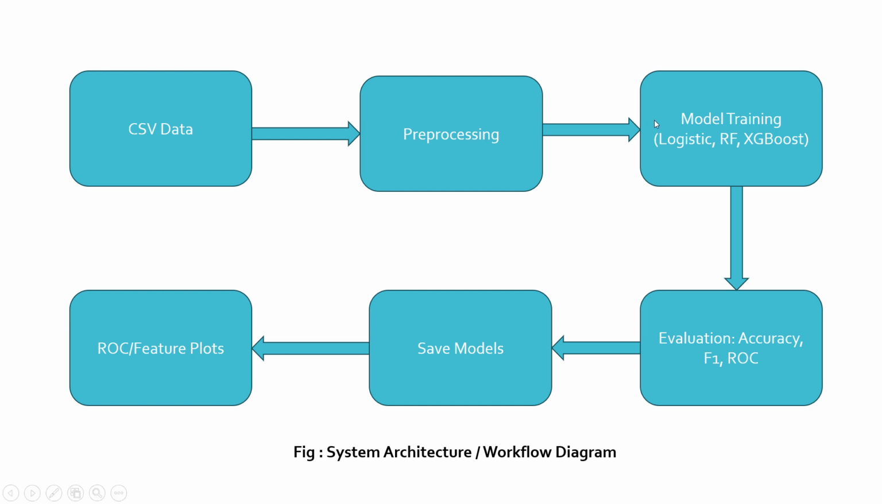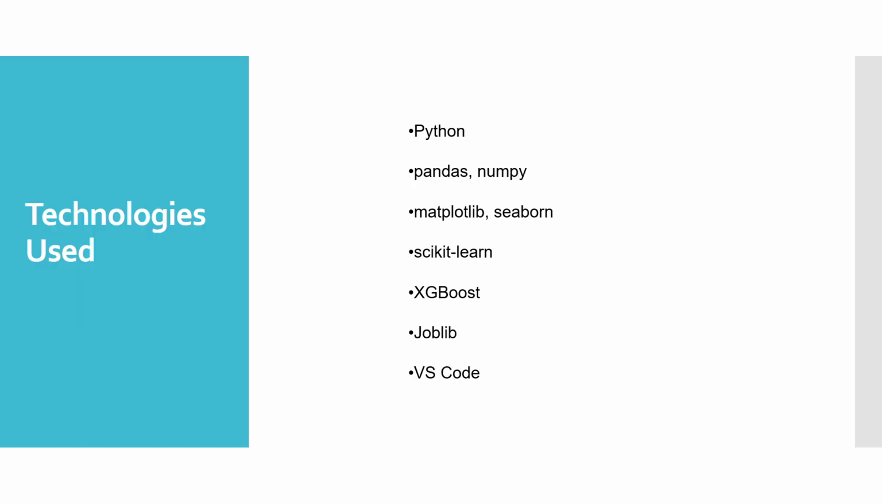And we are going for model training. The models we are taking in machine learning are Logistic Regression, RF, and XGBoost. Model training means we are training the models to predict based on our past data, in such a way that it gives a result with more accuracy. And after that, we are evaluating the accuracy, F1 and ROC, and we are going to save these models. And finally, we are getting the ROC or feature plots.